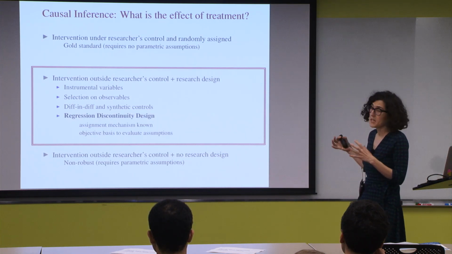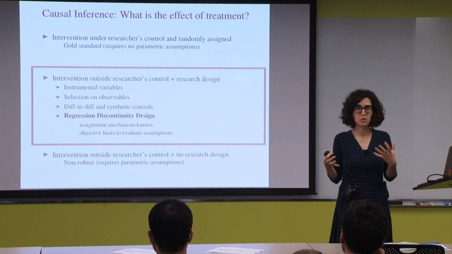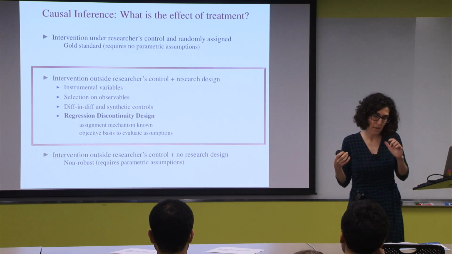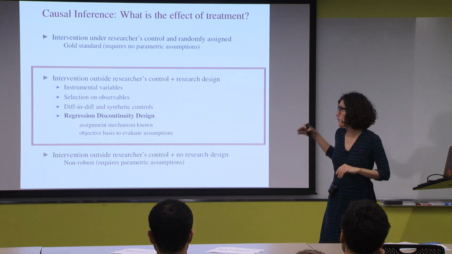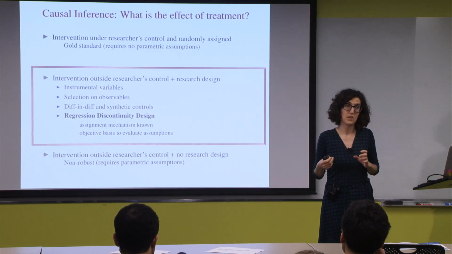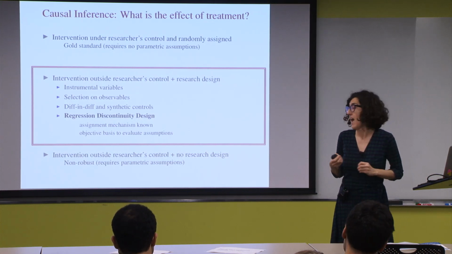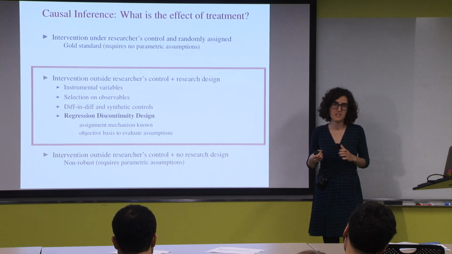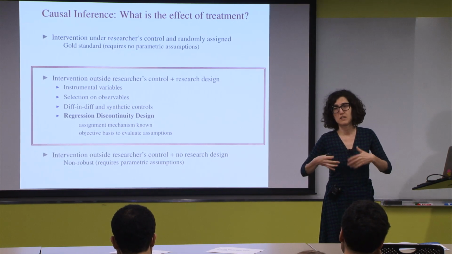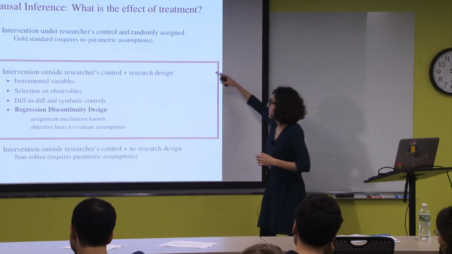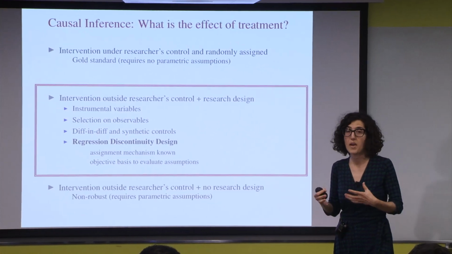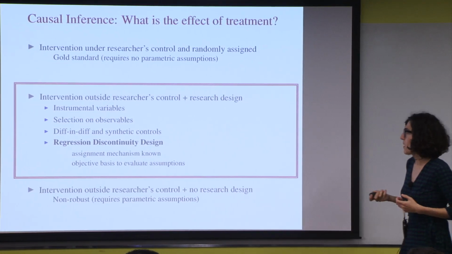So it's an observational study, a situation where the researcher doesn't control the treatment assignment. But one special feature about this design, which makes it perhaps one of the most internally valid in this second category, is that the assignment mechanism, the way in which the treatment is assigned, is known. And this gives us a really good, objective basis to evaluate how plausible the assumptions that we need for identification are. All of these designs here make untestable assumptions, but some are better than others in providing some ways of actually evaluating how plausible this might be.